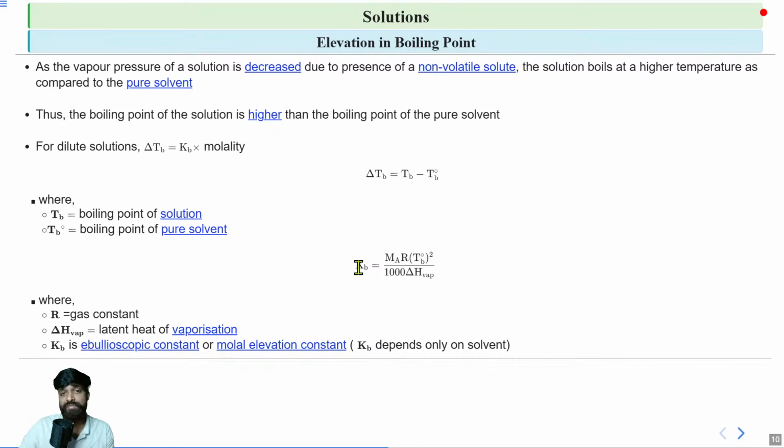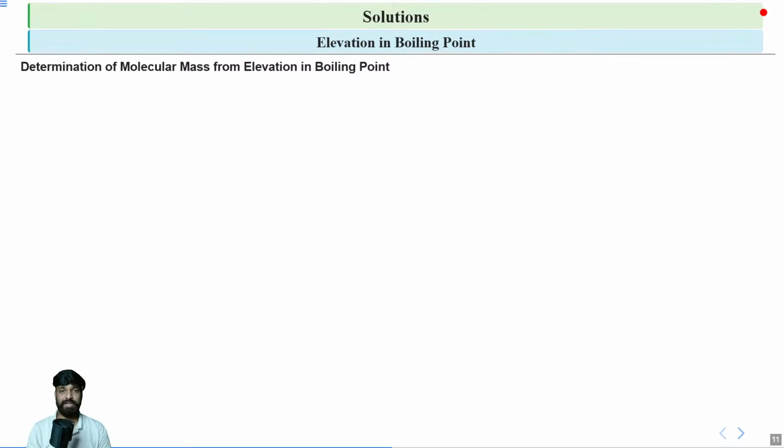And the formula of Kf will also change by a small bit. So here you have to only change the T0B with T0F and your delta H vaporization with delta H fusion. Okay, so that is the change that you will see in the next slide. So moving on to the elevation in boiling point.